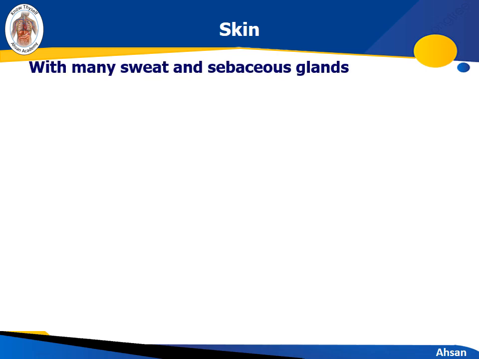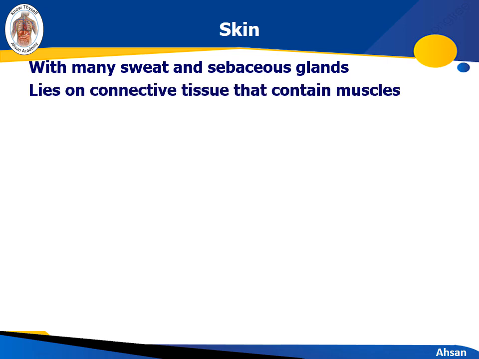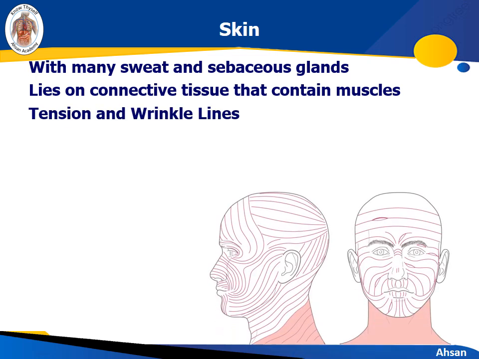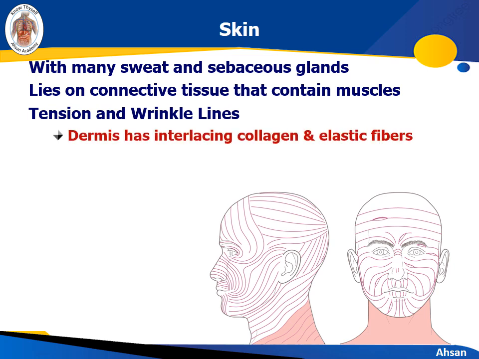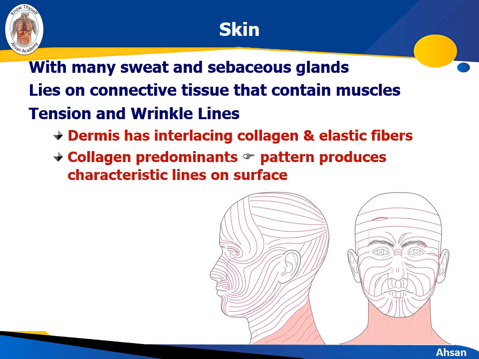The skin of the face has many sweat glands and sebaceous glands. It lies on the connective tissue which contains the muscles. This skin has some tension lines or wrinkle lines. These are clinically very important. This is because of the presence of thick interlacing collagen fiber with the elastic fiber in the dermis, and this collagen predominates, and the pattern produces a characteristic line in the face, as I have shown in the diagram.